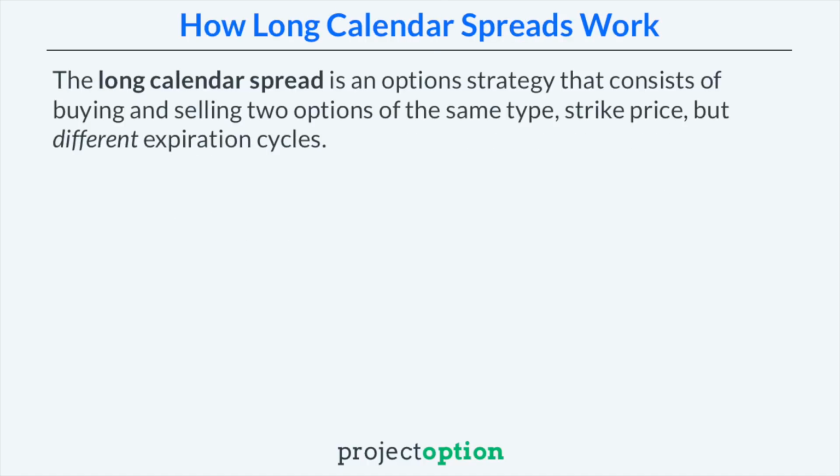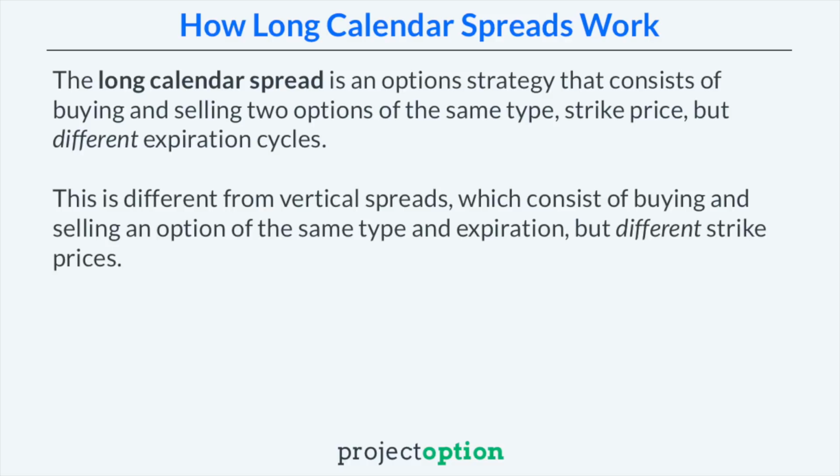So a long calendar spread is an option strategy that consists of buying and selling two options of the same type, strike price, but different expiration cycles. Now this is different from a vertical spread, which consists of buying and selling an option of the same type and expiration, but different strike prices. So vertical spreads are called vertical spreads because everything's the same except the strike prices, while calendar spreads are sometimes called horizontal spreads because the only thing that's different is the expiration cycle.